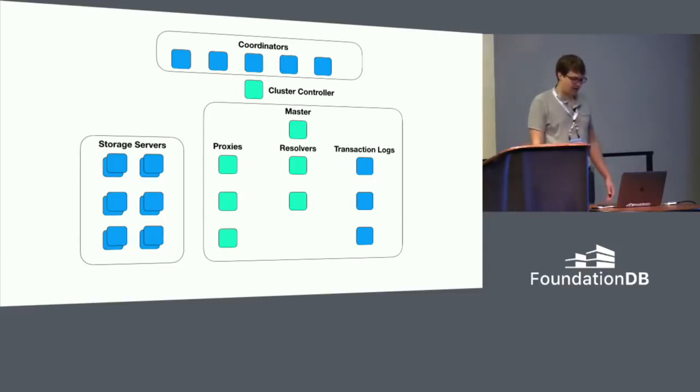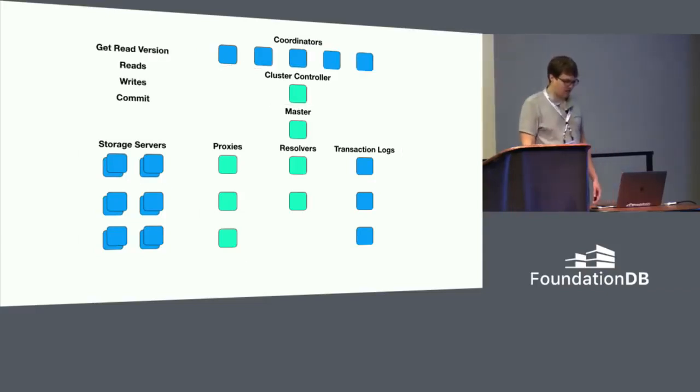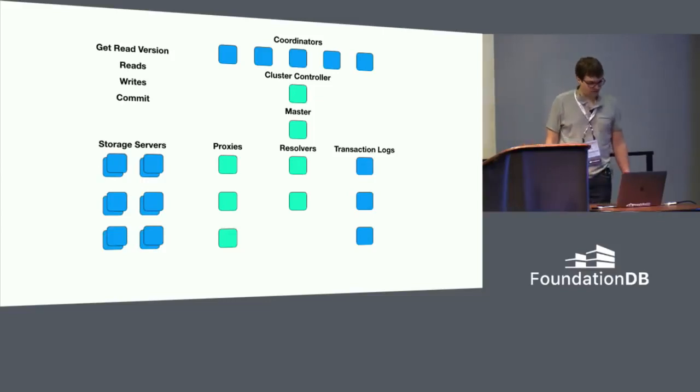We now have an API, and you can see that there's now a master and proxies and resolvers added to the diagram. These components are all basically stateless components that are here to implement the consistency model I just described. So let's go through the different operations you can do on FoundationDB and see what happens.